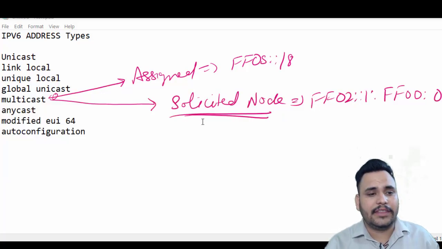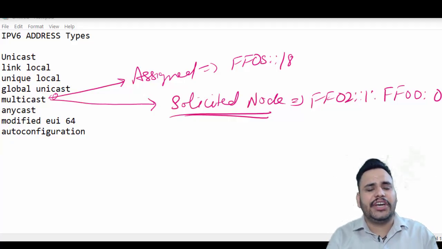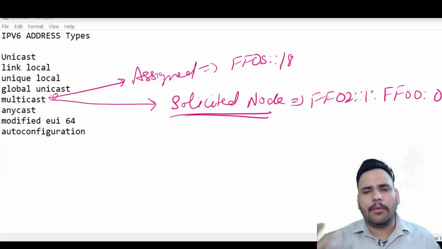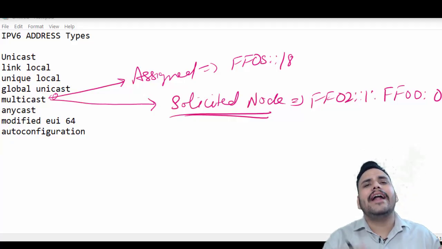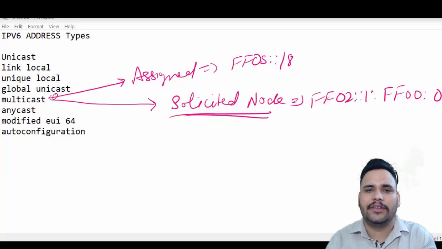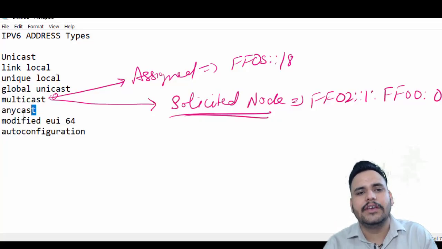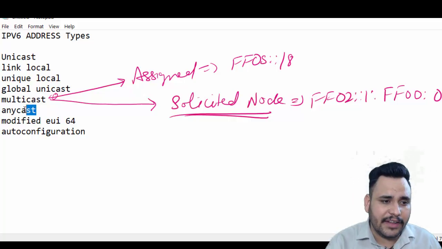The important thing after multicast is anycast address. Anycast is a collection of devices sharing the same IPv6 address. Transmission is to the closest address, topographically, and it is identical to unicast, so the only difference is administrative. So anycast address is a collection of devices which use the same IPv6 address.